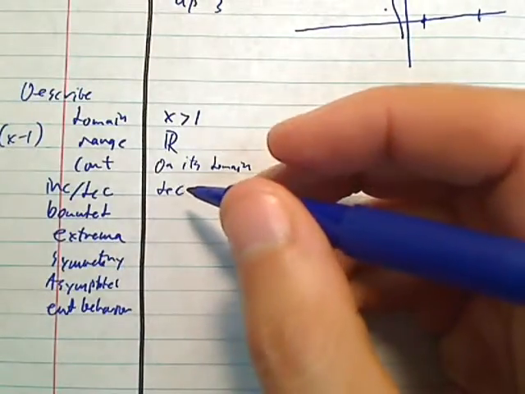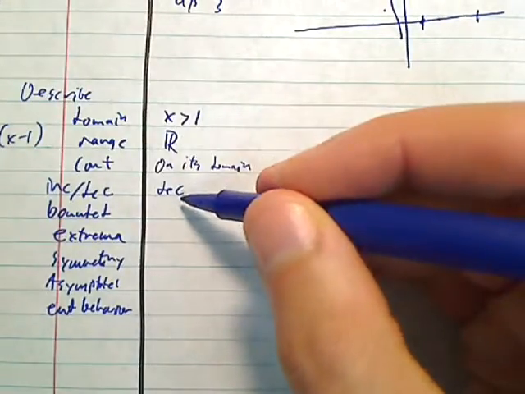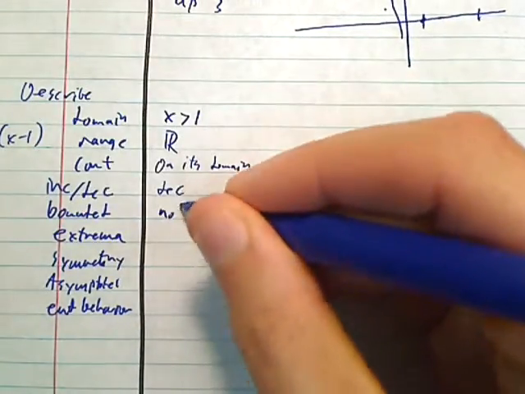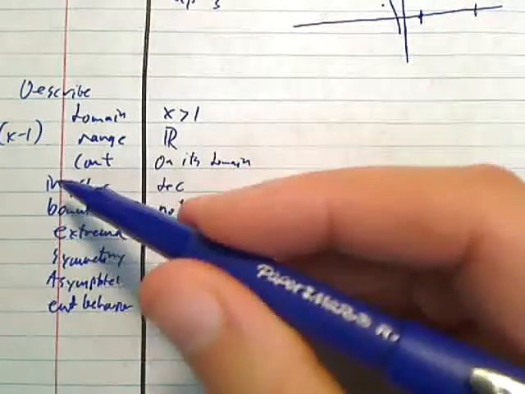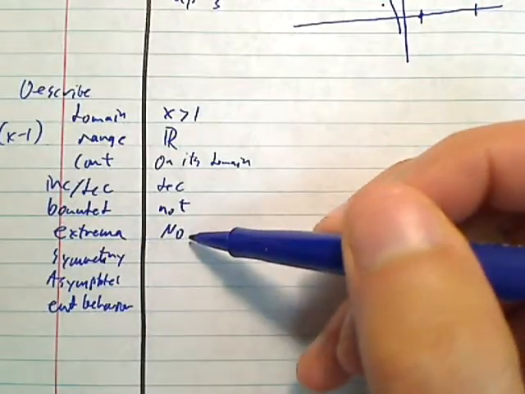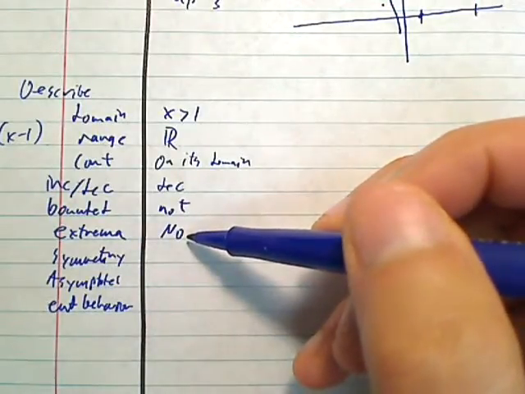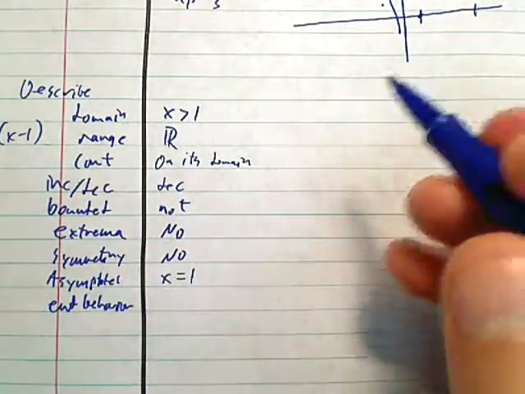Is it bounded above or below? No, the range is all real numbers. The range would have to stop somewhere if it was bounded, so it's not bounded. Any maximums or minimums? No. Maximums or minimums happen between increasing and decreasing sections. So if it doesn't switch from increasing to decreasing, you're not going to have any extrema. Is it odd or even? No. Any asymptotes? Yes. At x equals 1.